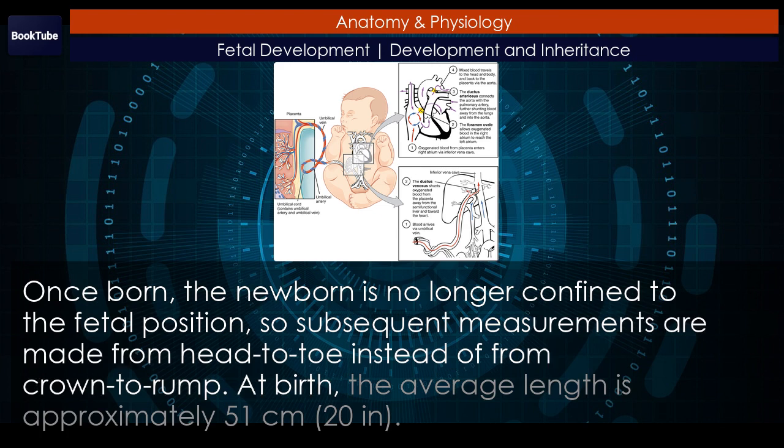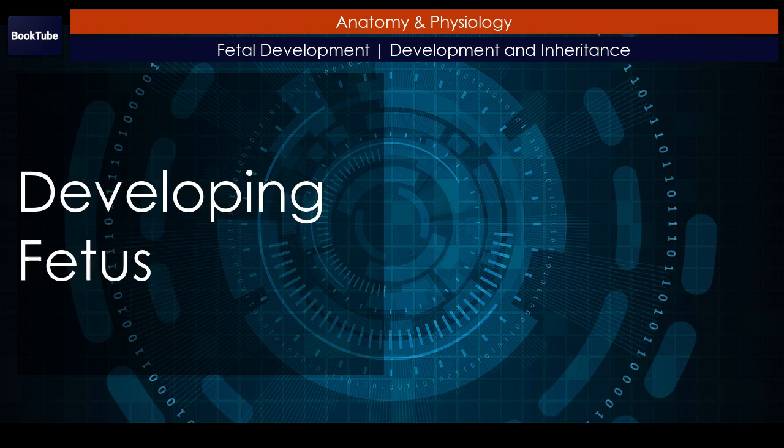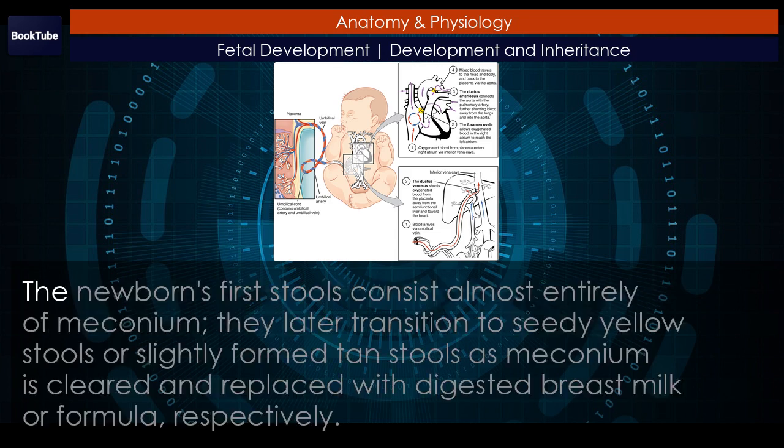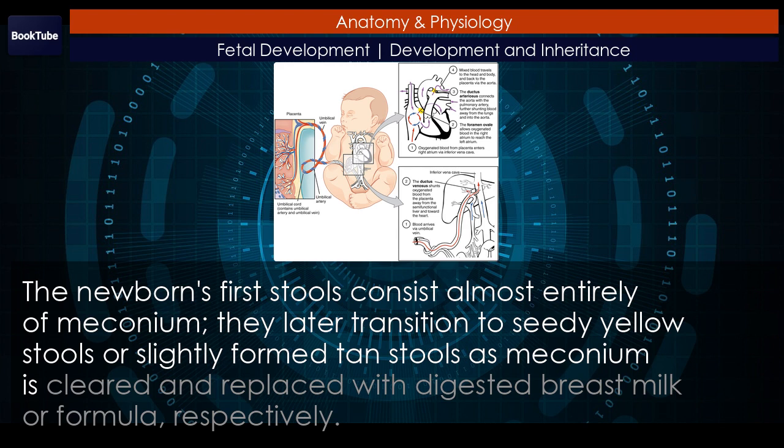At birth, the average length is approximately 51 centimeters, 20 in. Disorders of the developing fetus. Throughout the second half of gestation, the fetal intestines accumulate a tarry, greenish-black meconium. The newborn's first stools consist almost entirely of meconium. They later transition to seedy yellow stools or slightly formed tan stools as meconium is cleared, and replaced with digested breast milk or formula, respectively.